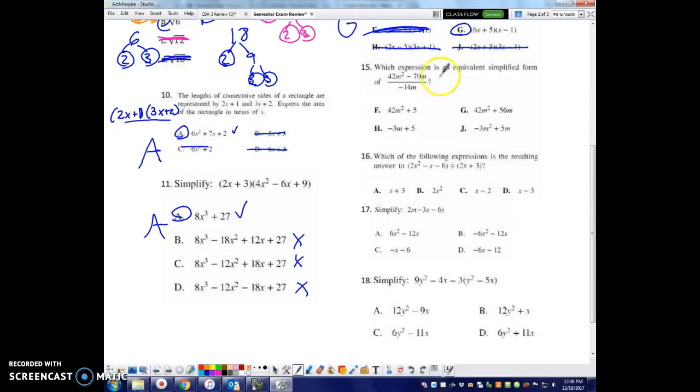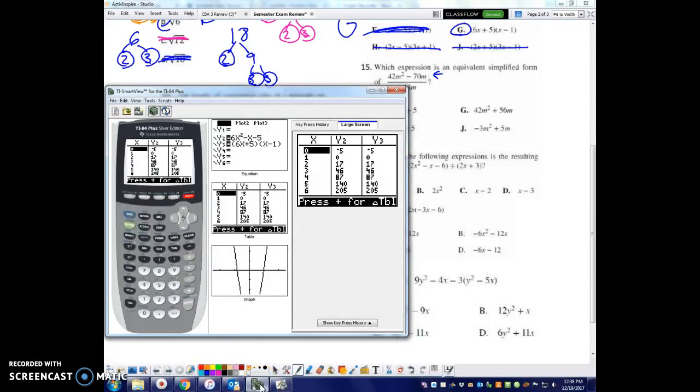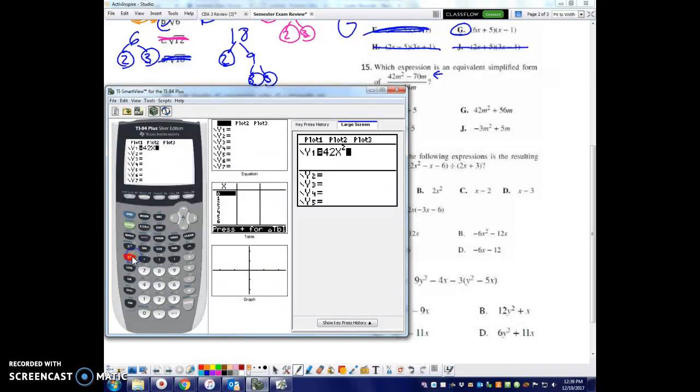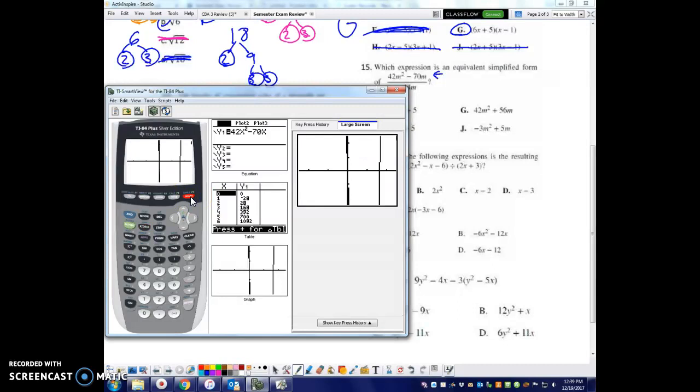So you type this side into y1, the bottom part into y2. Okay, so we're typing in 42x squared minus 70x into y1. In y2, negative 14x. Graph it. Okay, so our first one crossed through the x-intercept right here. Now we want to find the one that crosses through this one.